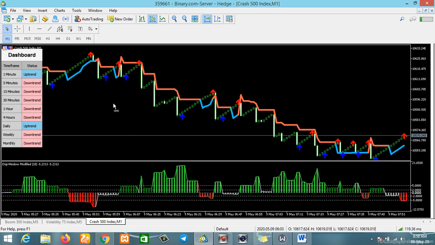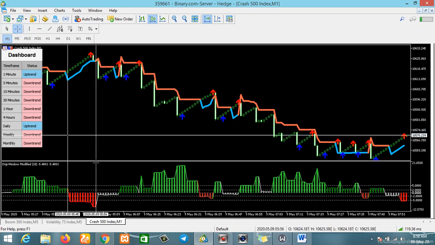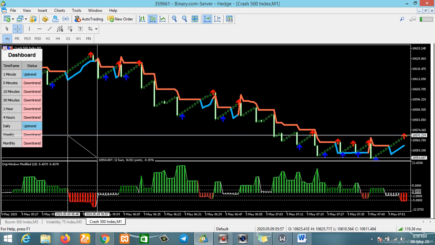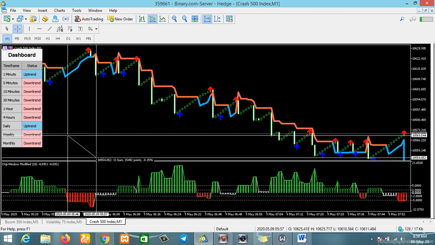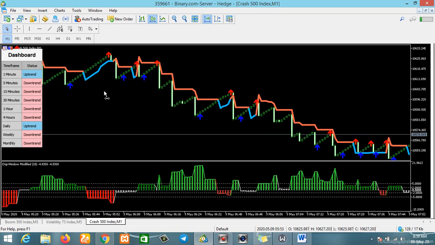our crash, this is crash 500 and I'm using the 1-minute time frame. To trade it, we trade it when it is bright red. For example, like this section down here, this section from here to here. Yes, that's about 11 bars, so that's 11 minutes. That is where exactly we trade it, the bright red only. So that's just a quick recap.